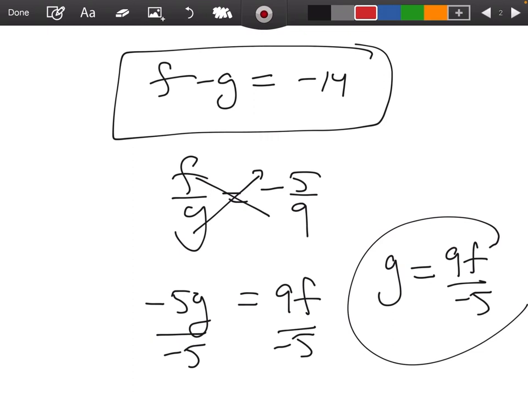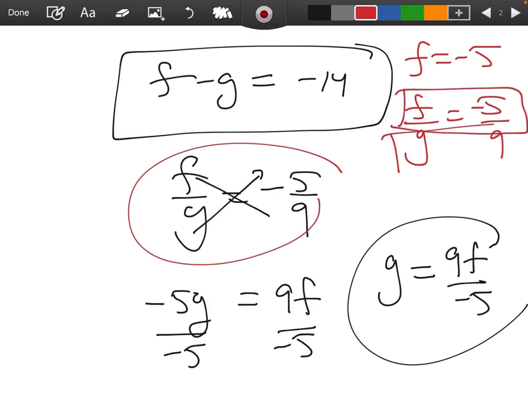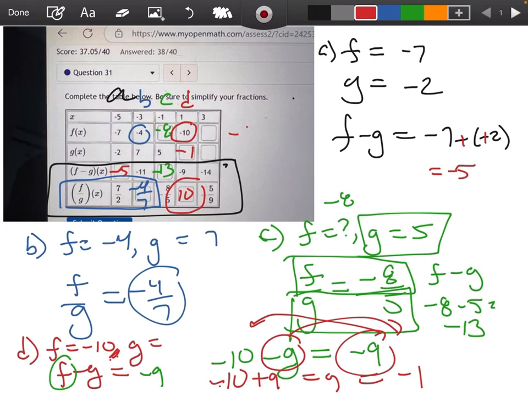So let's think about this. We know that f is a negative 5, right? Remember this part right here? They said f divided by g is negative 5 over 9. So if f is negative 5, wouldn't g have to be equal to 9, right? So we'll put a minus 5 right here and a 9 right there. And we got it, okay?